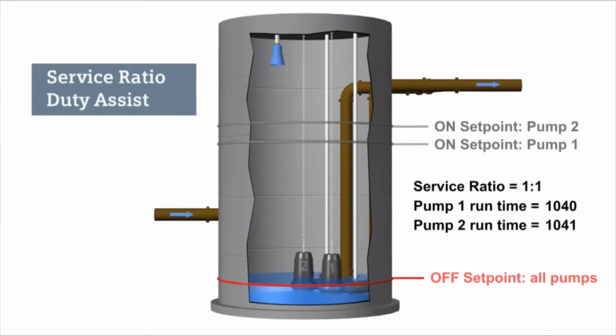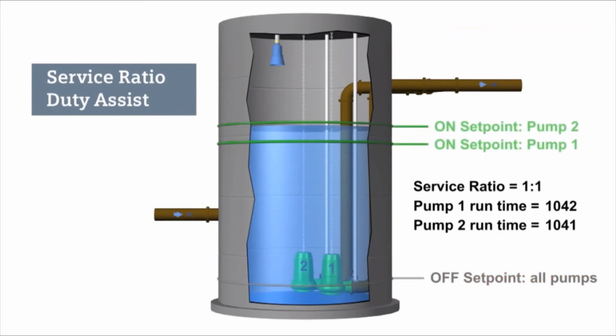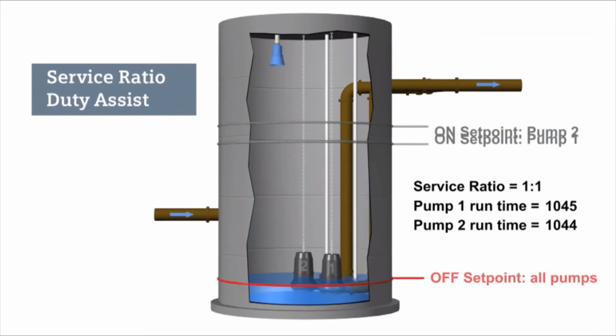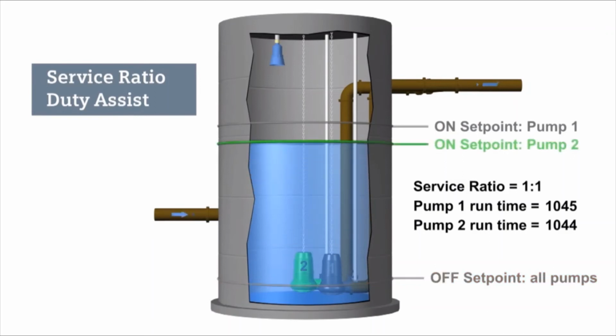The service ratio duty assist application uses a pump ratio to define which pump will turn on and which will assist. In this application, we have a 1-to-1 ratio, so both of the pumps will run for the same amount of time. If we were to use a 2-to-1 service ratio, pump 1 would run twice as long as pump 2 at any given time during a pumping cycle.